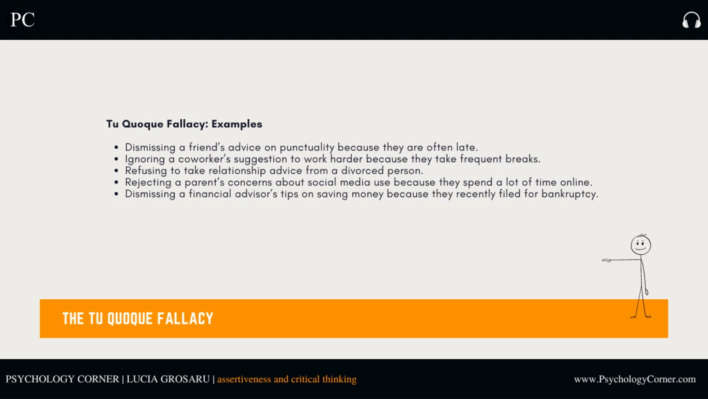Dismissing a friend's advice on punctuality because they are often late. Ignoring a coworker's suggestion to work harder because they take frequent breaks. Refusing to take relationship advice from a divorced person. Rejecting a parent's concerns about social media use because they spend a lot of time online. Dismissing a financial advisor's tips on saving money because they recently filed for bankruptcy.